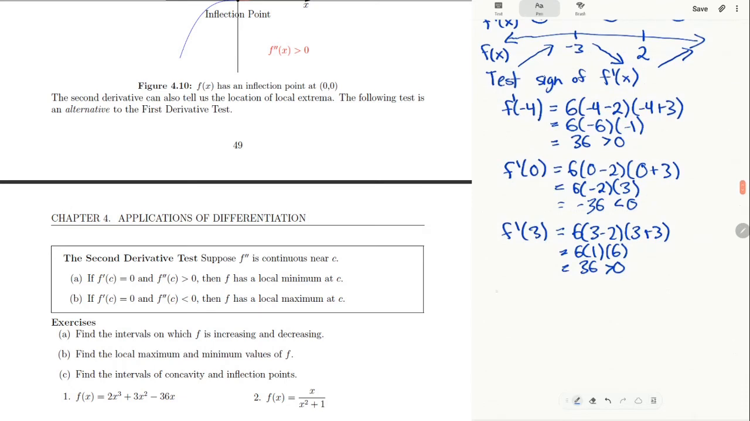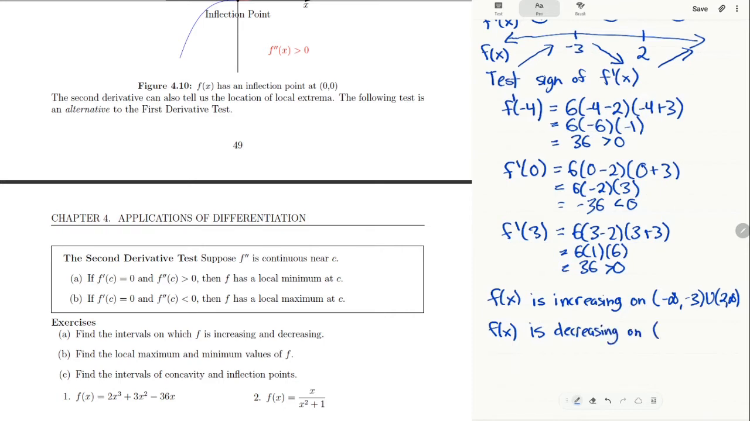And so this tells us that f is increasing on the interval from negative infinity to negative 3 union 2 to infinity. And then f will be decreasing on the interval from negative 3 to positive 2. So now in part B, let's find the local maximum and minimum values of f.